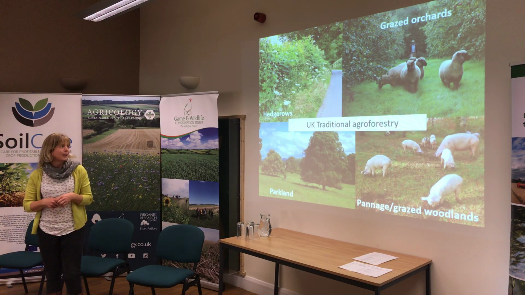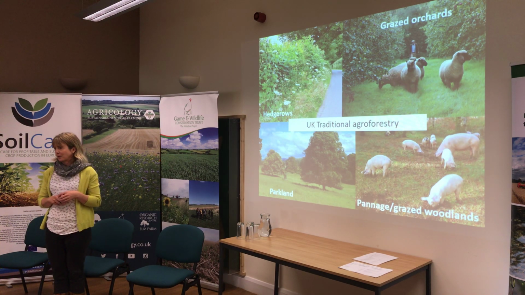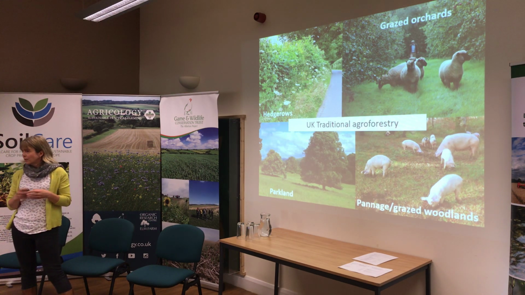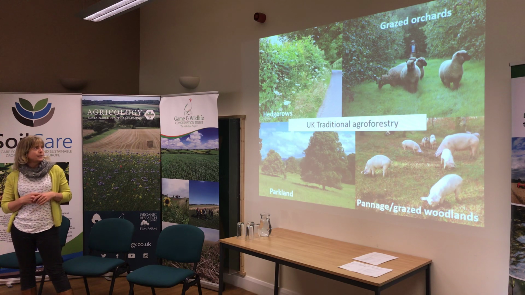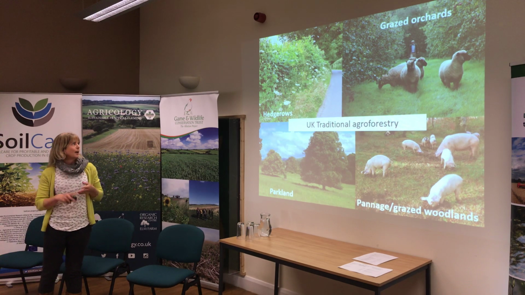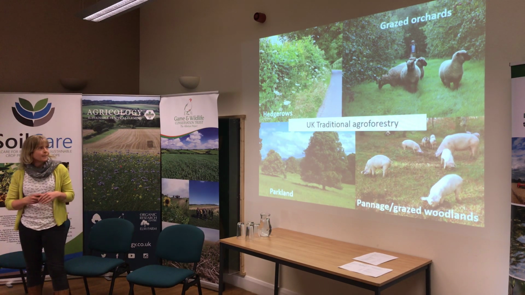If you look back in time, we have lots of examples of traditional agroforestry systems in the UK. We can think about hedgerows, which are not just simple boundary features, but at one point they provided a whole wealth of products for the local population, as well as being livestock-proof barriers. They also provided timber, wood fuel, fruit, nuts, you name it.